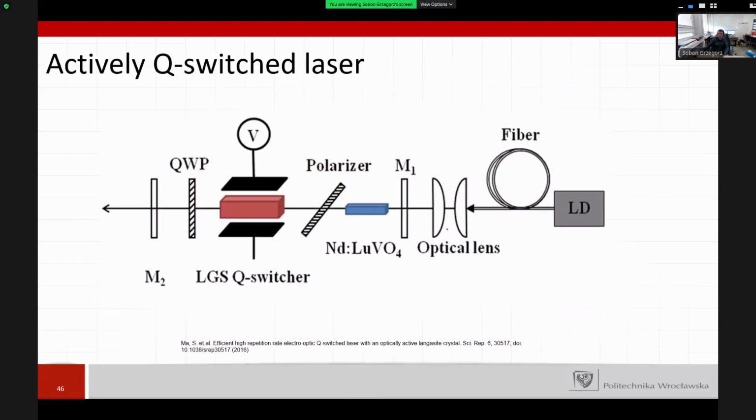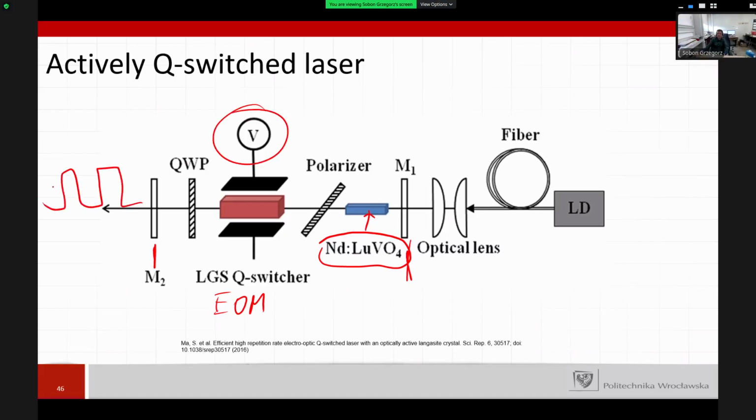So this is a scheme that I have taken from the literature with an actively Q-switched laser with an electro-optical modulator. So we have a neodymium laser. So this is a neodymium crystal here. And we have a Pockels cell, which is an electro-optic modulator. So this is the electro-optical modulator. And we have a mirror here and a mirror here. So the modulator is just driven with the signal. And at the output here, we have pulses.